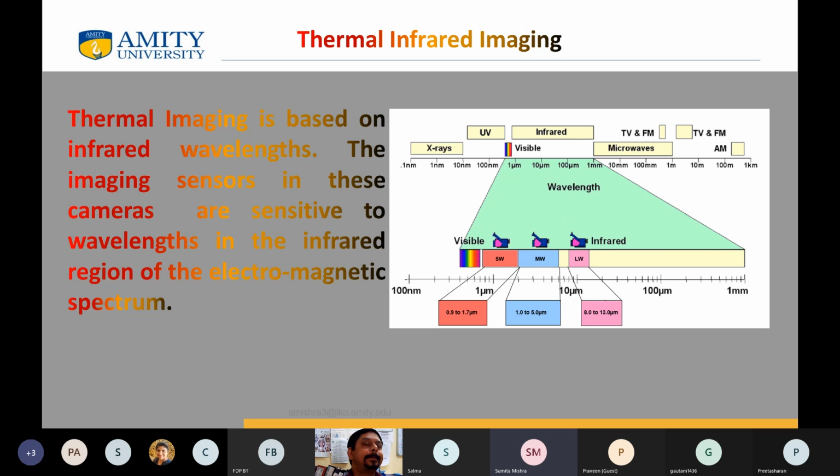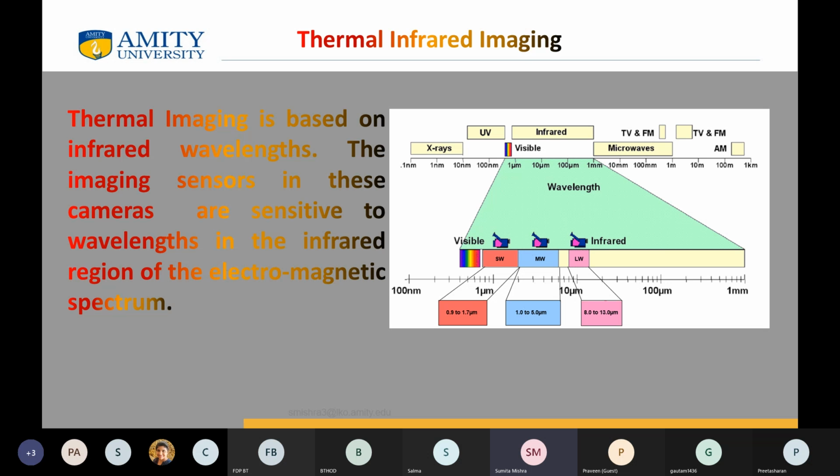Thermal imaging is different in the sense that it uses infrared wavelengths. Instead of the visible wavelength that we use in normal cameras, we use infrared wavelength in thermal imaging. This kind of energy is not visible to our eyes, and we can broadly classify infrared into three regions. First one is near infrared, then mid infrared, and then far infrared.